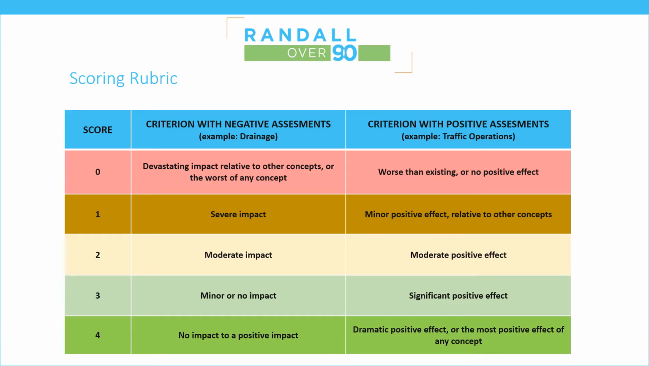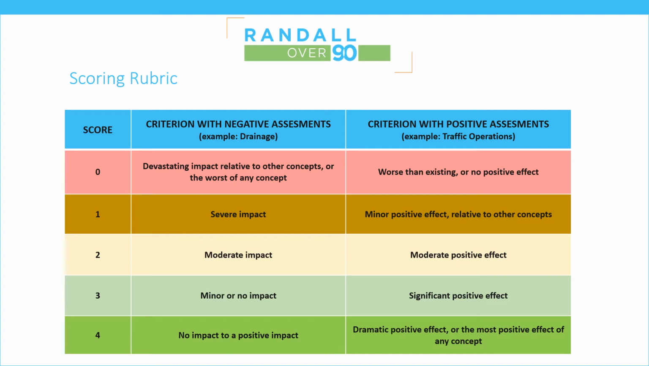For each of the criteria, our project's 20-some concepts were assigned a score of 0 to 4 based on the concept's impact to that criterion. When the impact was negative, such as for drainage impacts, the rubric was as follows: 4 for a concept with no impact or a positive effect, 3 for a minor negative effect, 2 for a moderate effect, 1 for a significant effect, and 0 for a dramatic or catastrophic effect worse than any other concept.